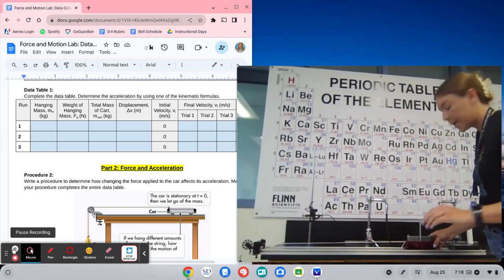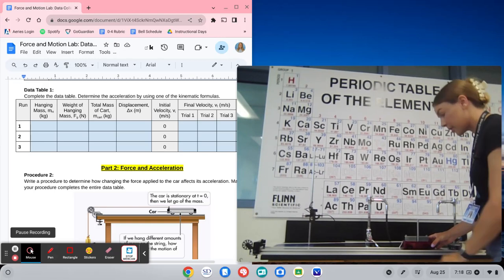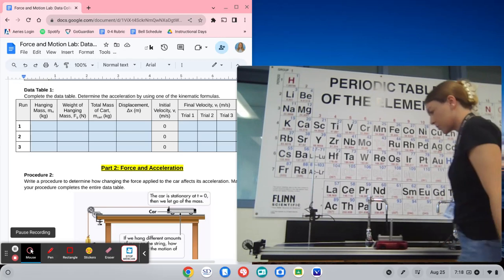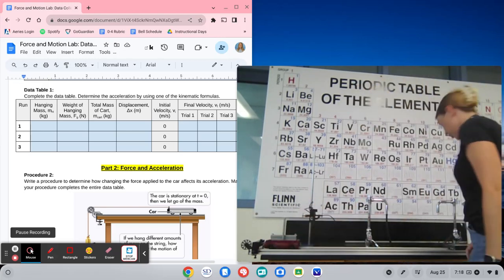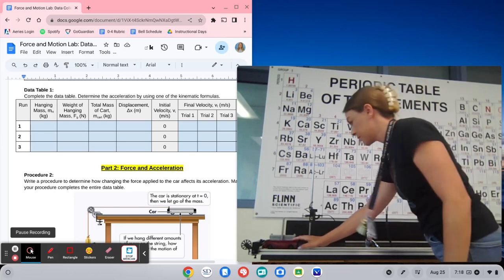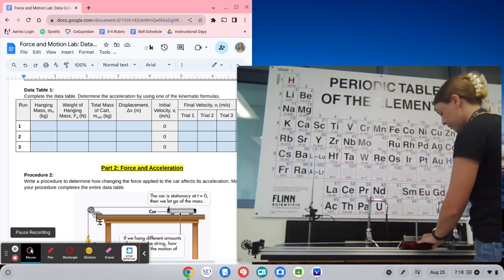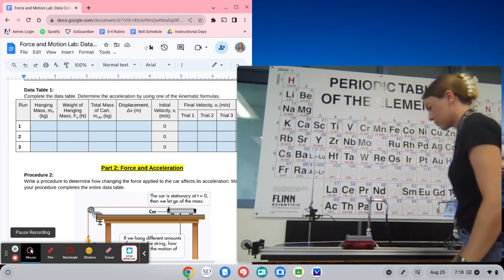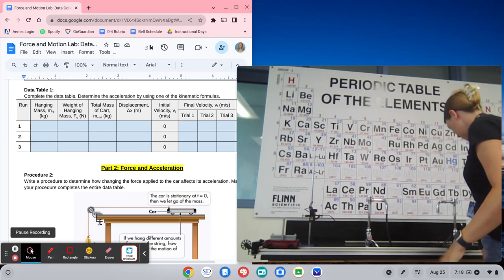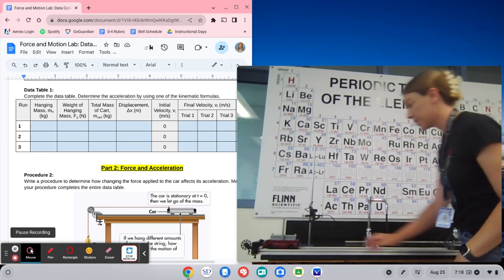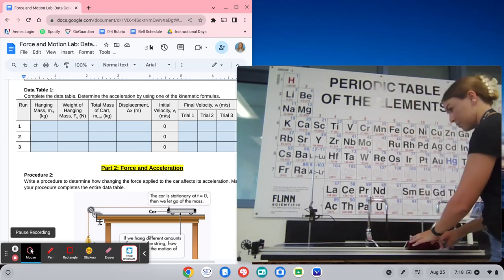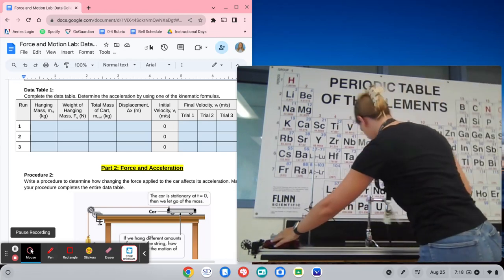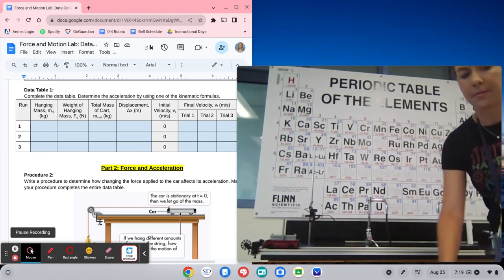All right, now we're on run 3. I've now added a second 250 gram bar mass on top. So we're going to get the final velocity 3 times. For trial 1, we have 0.604. For trial 2, we have 0.588. For trial 3, we have 0.609.